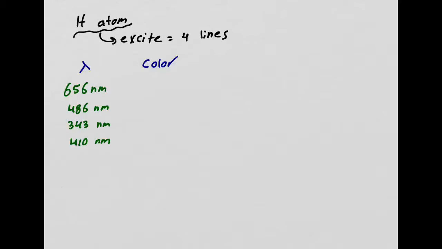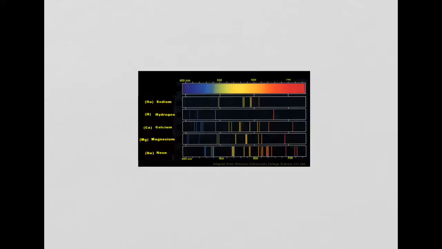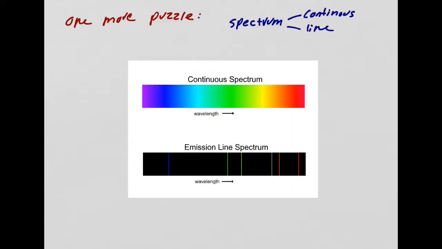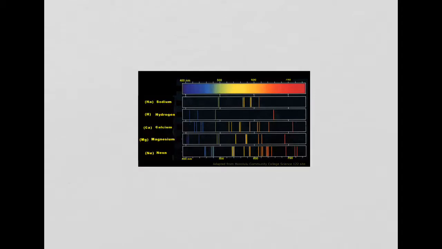Again, it doesn't matter what you do. Every time you excite a hydrogen atom, you're going to get 4 visible range colors. One in red. This is blue greenish. 343 is like blue violet. And 410 is like a violet color. And you saw it over here. Here's my hydrogen. You would get 4 lines every time.